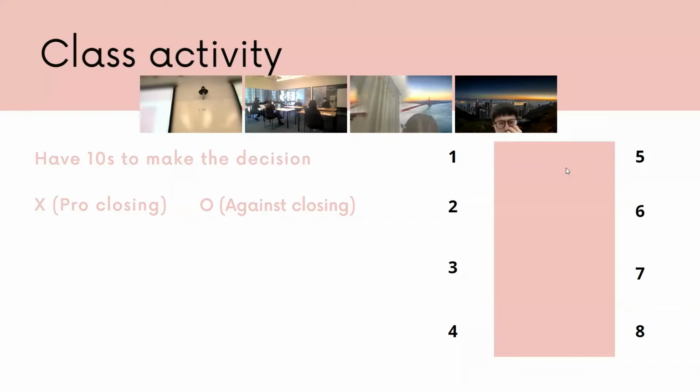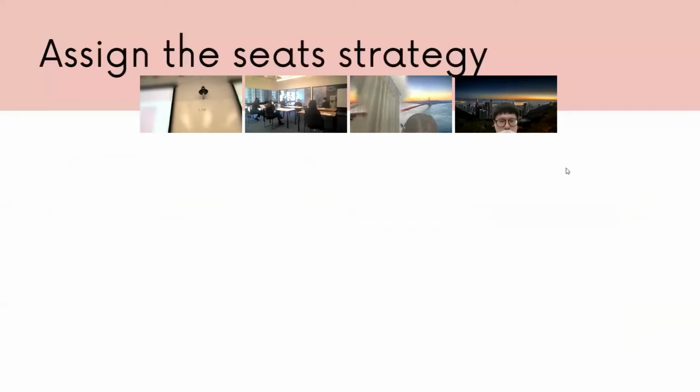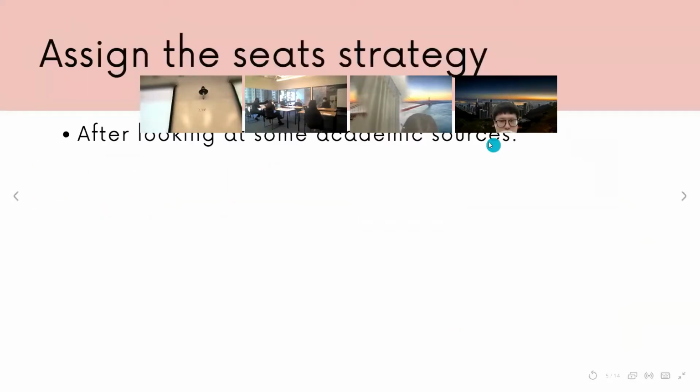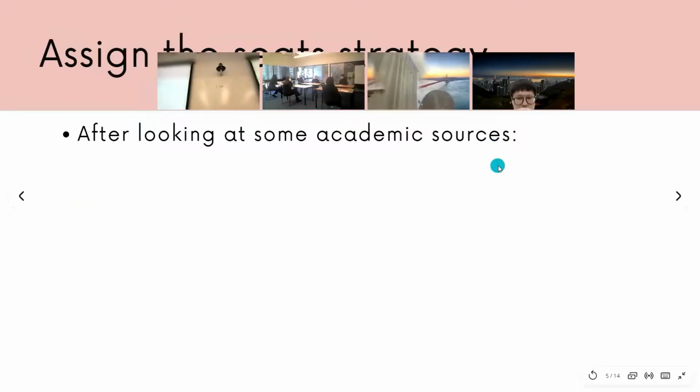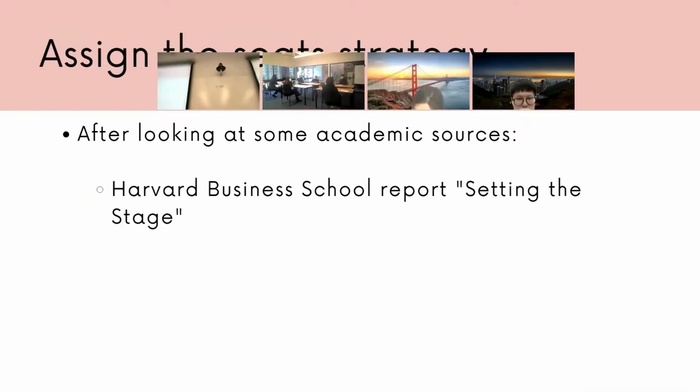Some of the things we would like to present to you is that, after looking at some academic research and some of the resources we used to build our arguments, and also the class activity, we checked the Harvard Business School report on setting the stage, which talks about the physical space of the negotiation, and also the book we were assigned in this class, Getting to Yes, the videos, the recordings that we heard, and also the PDF that people found and read about.